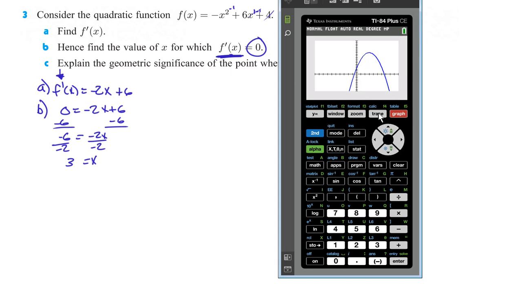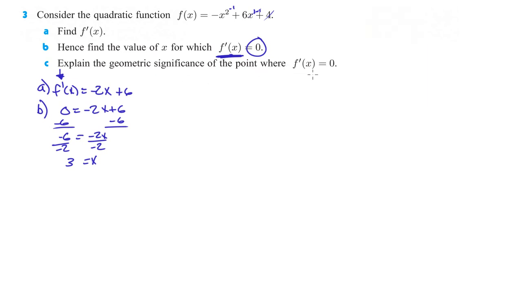And then we can show that also by doing second trace, and we can put in value, and we want to know when x equals 3. So when x equals 3, y equals 13. But the important part is look, that's right there at the very top. So that means that tangent line there is going to have a slope of 0. Okay, so the geometric significance of the point where f prime of x equals 0, it's going to be like a maximum or a minimum on that graph.